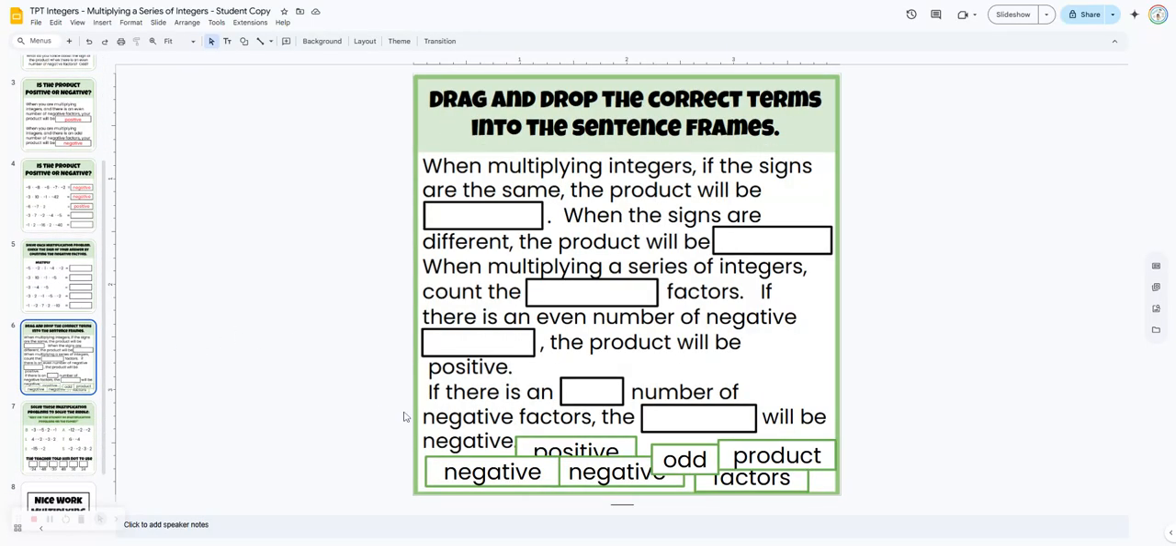When they get to slide 6, they've got some drag and drop terms they're going to place in the sentence frames. And here, when multiplying integers, if the signs are the same, the product will be positive. That's a review of the rules. So they just click and hold on the edge of these, and then they can place them correctly. When the signs are different, the product will be negative.